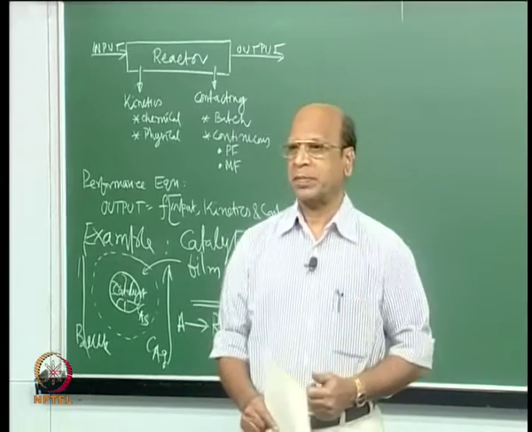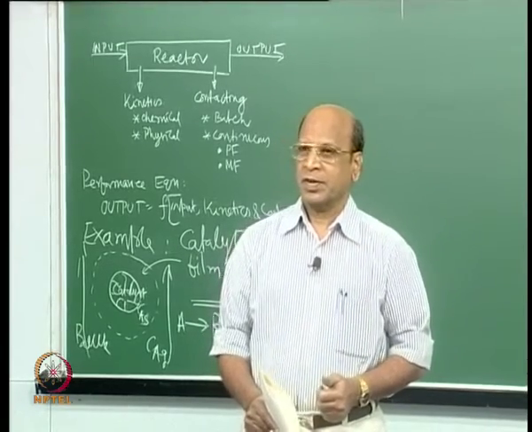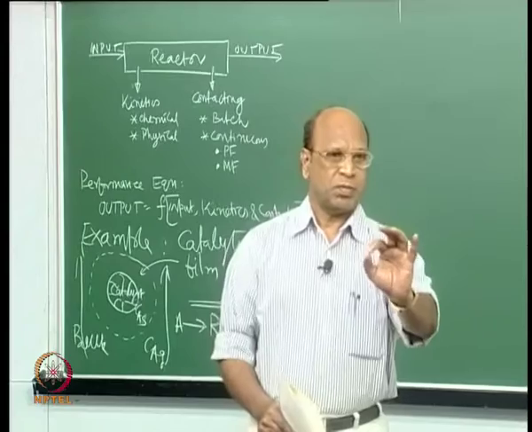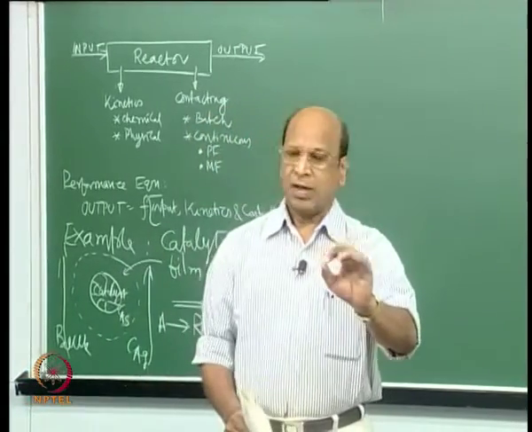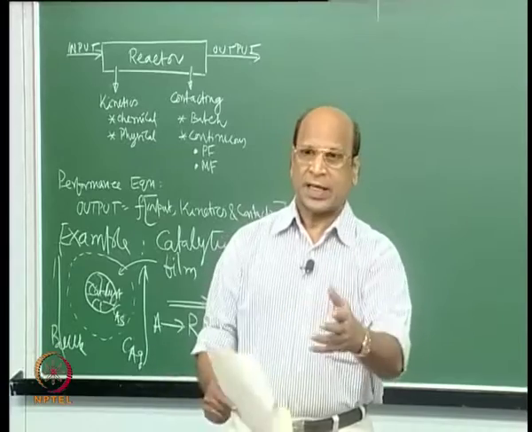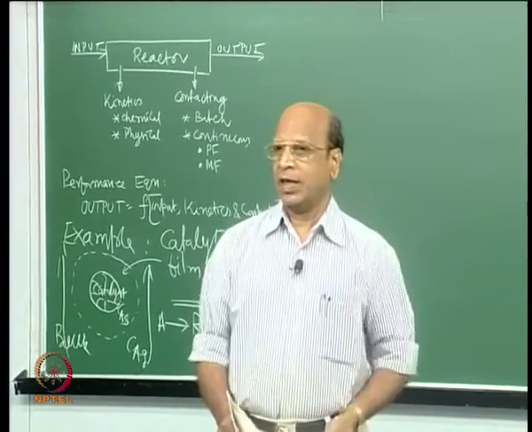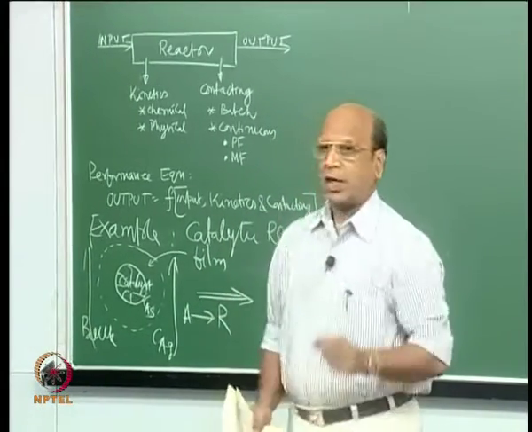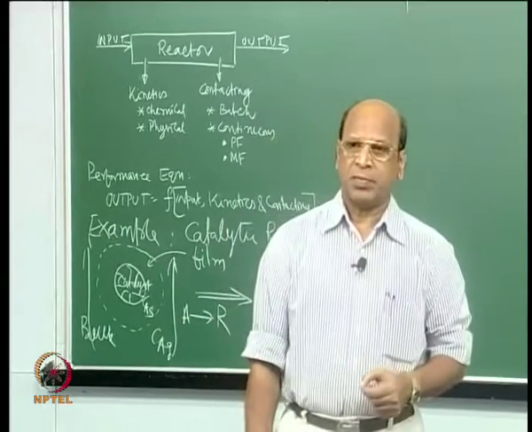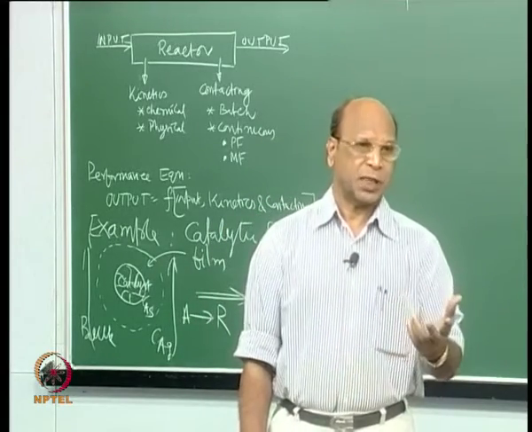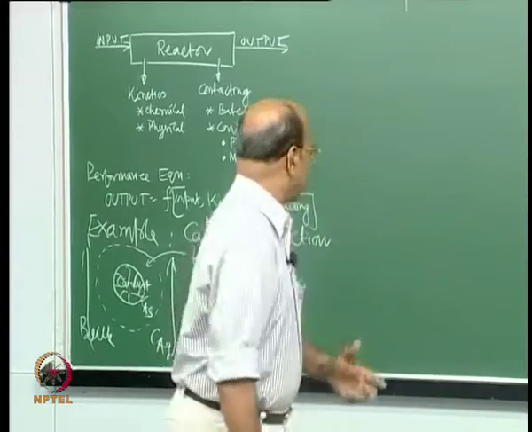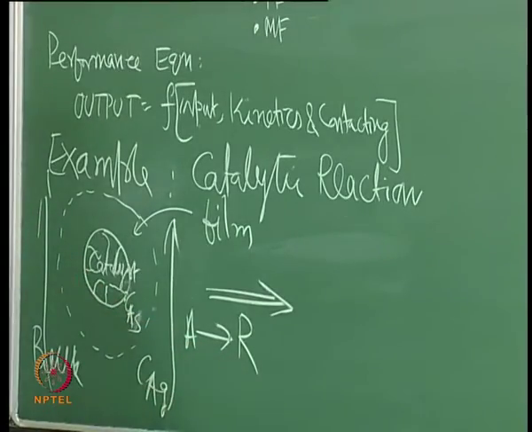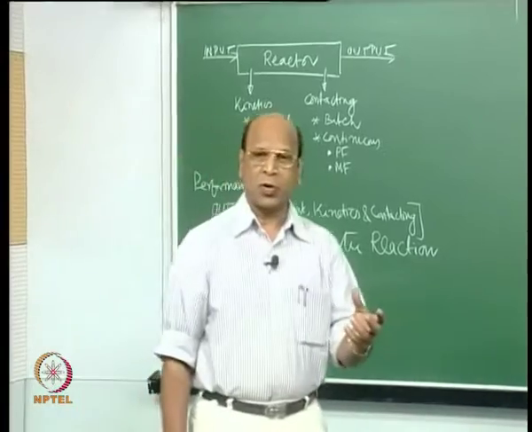Now, how many steps are there? Only 3. What are these 3? I have now the film, through the film the reactant going, and then we have the surface reaction. Surface reaction now contains adsorption, desorption and reaction, right. So, the surface reaction is only one step, and afterwards from the surface the product has to come into the bulk again through the film, only 3 steps. So, now again my assumption is that this is an irreversible reaction. So, now how many actual steps do I have? 2. What are the steps now?